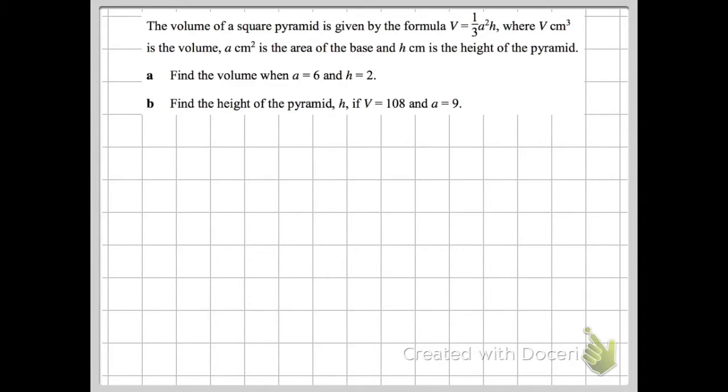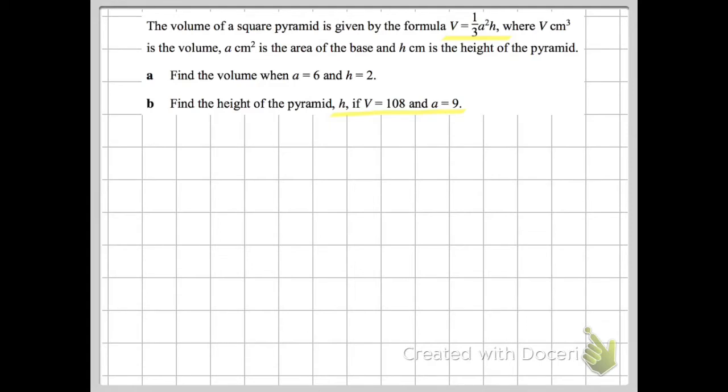The first example is all about using a rule or a formula, substituting the given data into it, and then finding the value of an unknown. I'm going to focus on part B. The rule we're looking at is the volume of a pyramid, which is 1/3 a squared times h, where a is the area of the base and h is the height of the pyramid. So in part B we need to find the height of the pyramid, h, and we're given that v equals 108 and a equals 9.